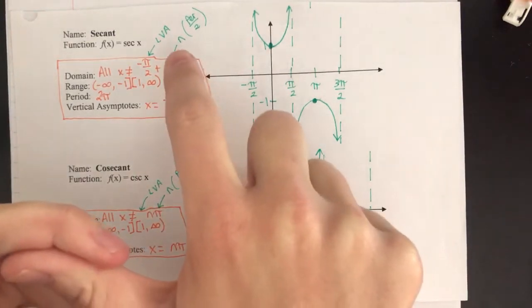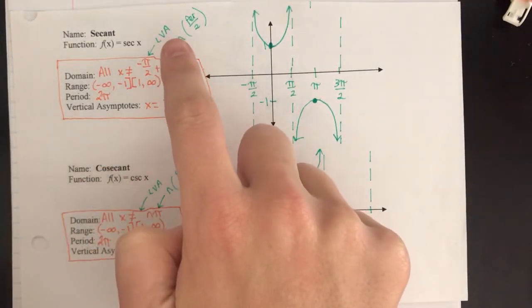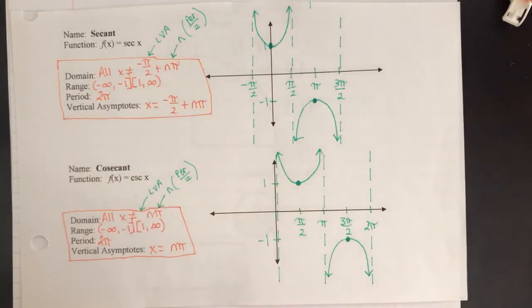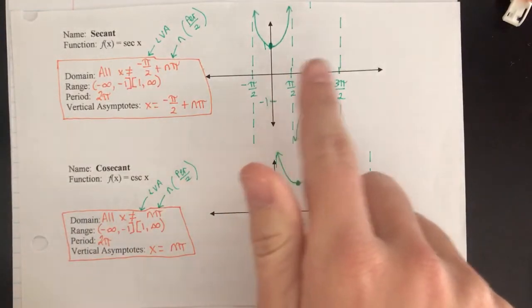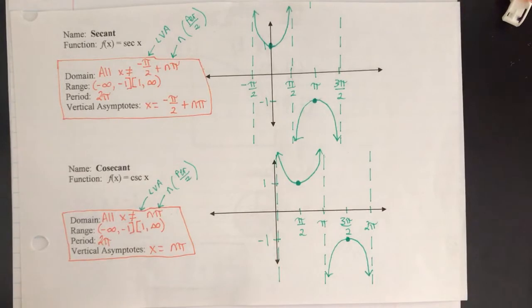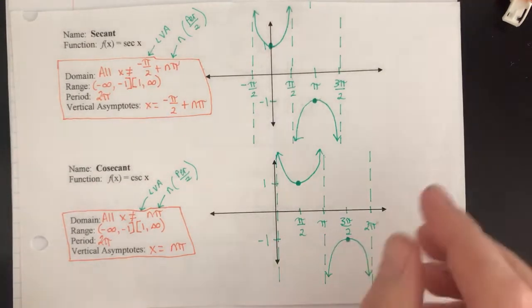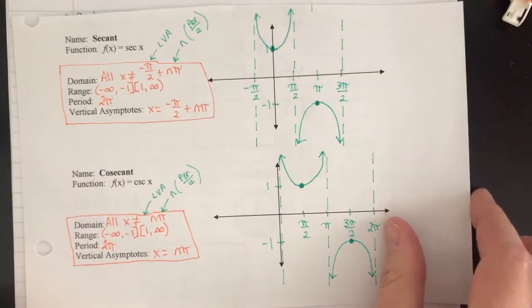So remember that LVA stands for left vertical asymptote, okay? And then make sure you get down all this information. So if you need to, pause because I'm about to shift gears. So just jot down these real quick. Like I said, I'm shifting gears.